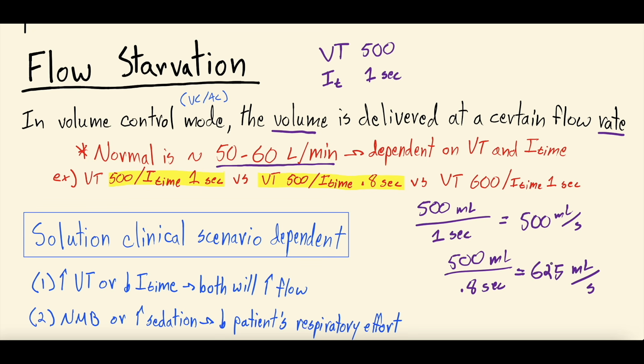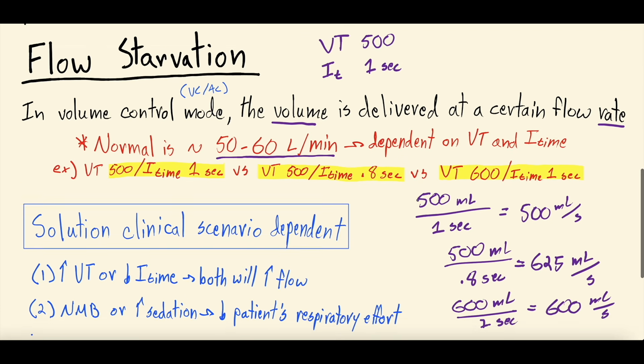So the flow is going to be higher because you decrease the I time, which is the time in which that breath is delivered. In addition to that, think about this third example down here. What if you increase the tidal volume to 600 milliliters, but you still delivered it over 1 second? Well, as you're probably picking up on, that would be 600 milliliters of tidal volume delivered over 1 second, which would equal 600 milliliters per second of flow.